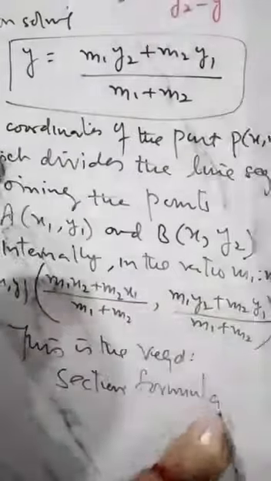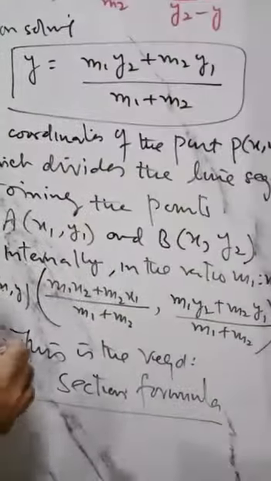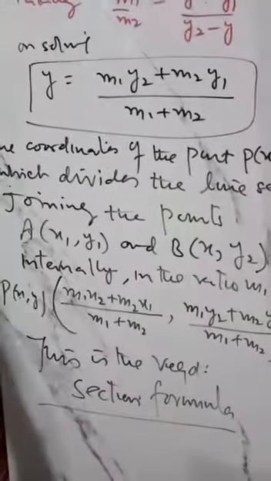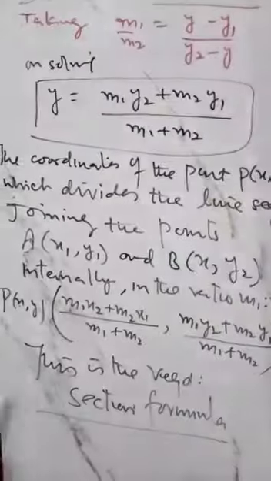So the section formula you can use to divide a line segment when the ratio is given, or when you have to find some ratio when the point is given.